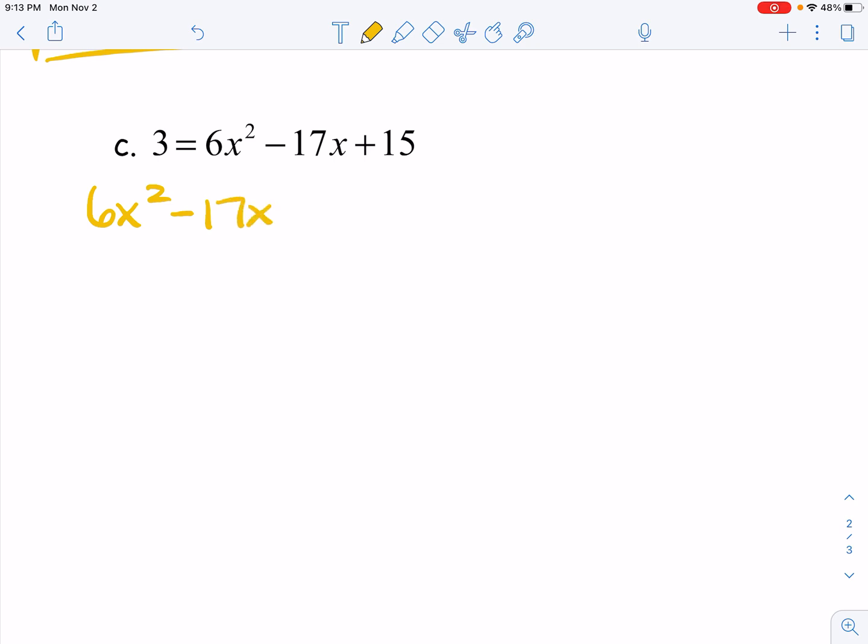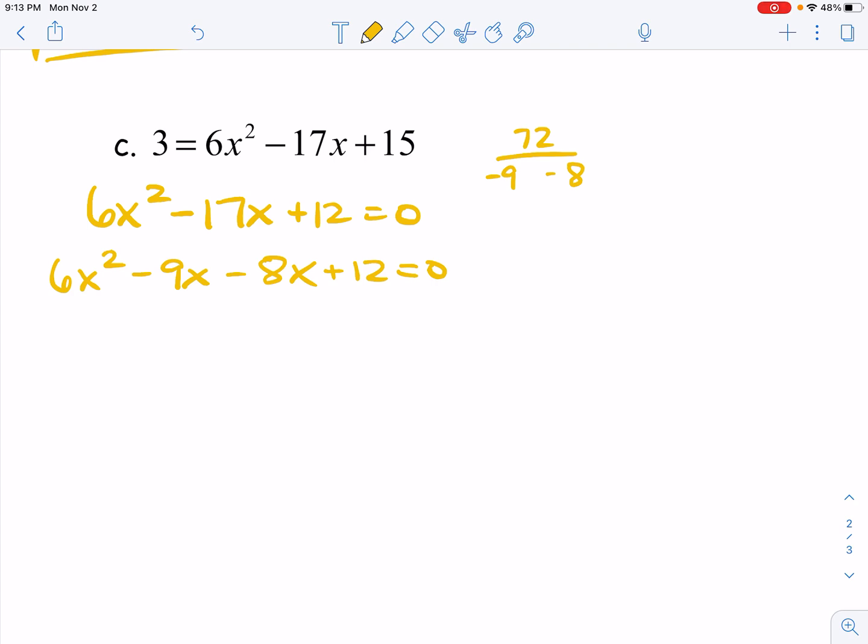So I'm subtracting 3 from both sides, so I get a positive 12, and that equals 0. Second step, factor. Is there a GCF? No. Is it a perfect square trinomial? No. So I just got to factor this. So I actually have to multiply 6 times 12, which is going to give me 72. So I need factors of 72 that add up to a negative 17, and that's going to be a negative 9 and a negative 8. And so I rewrite 6x squared minus 9x minus 8x plus 12 equals 0.